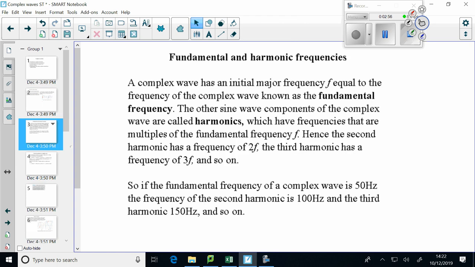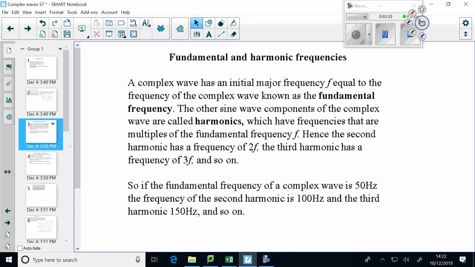Now, fundamental and harmonic frequencies. A complex wave has an initial major frequency that comes from the one overall period in the wave, in the example that I showed you earlier. If you turn that period into a frequency, you have what's called the fundamental frequency of that complex waveform. The lowest frequency that you can find in a complex waveform is called the fundamental. Then you have other sine wave components added on top of that.